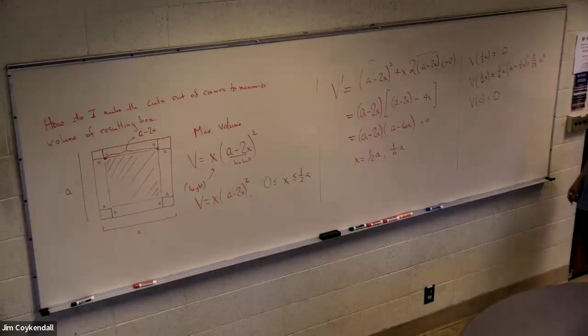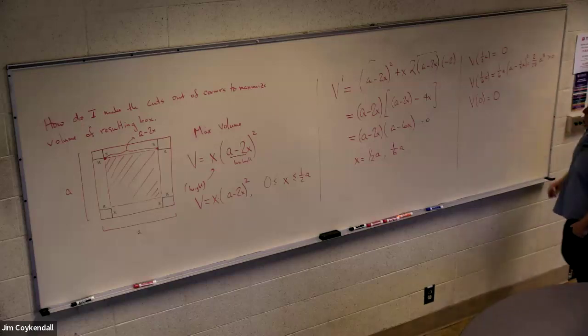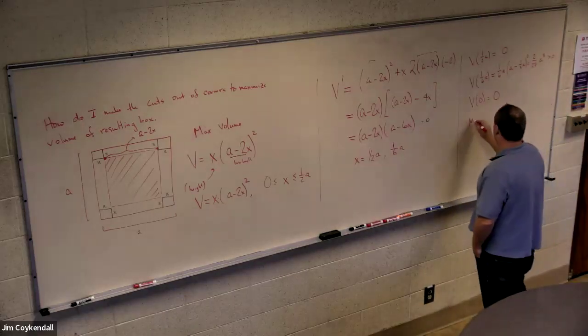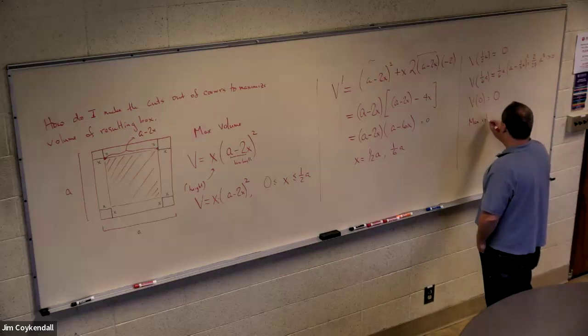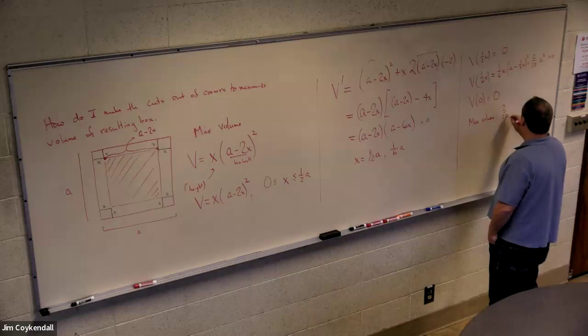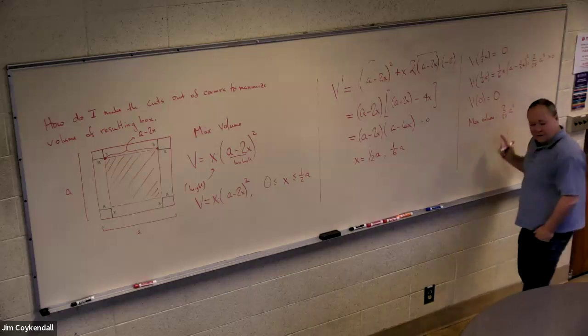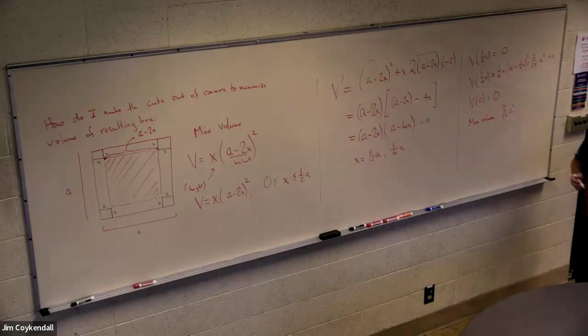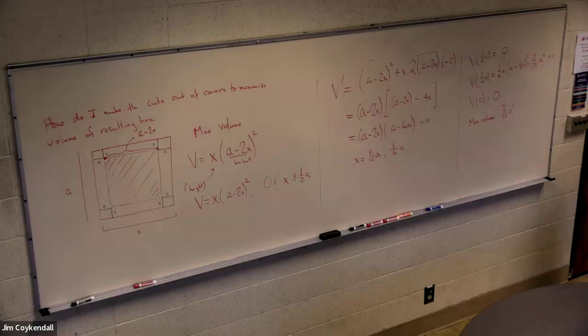Yeah, I get 2/27 A cubed, bigger than zero. So that's kind of nice. Got a formula in terms of how big the length of that particle inside is: just cube it, multiply that by 2/27, and that should give me my maximum volume.